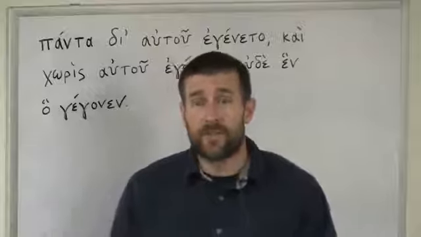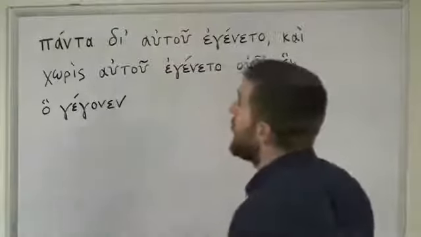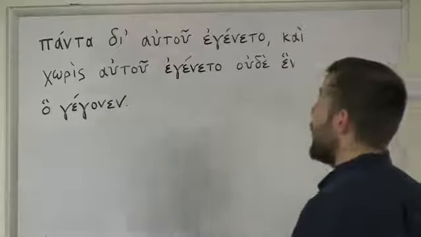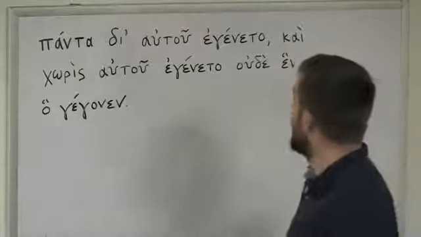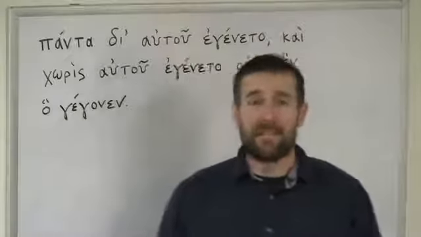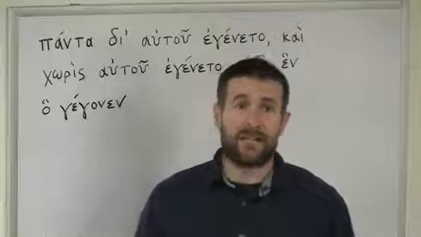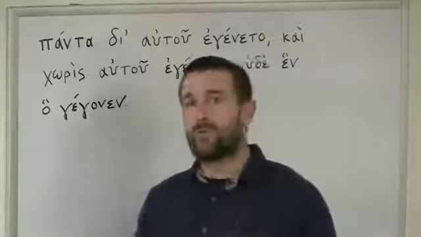Today we're going to go over John chapter 1, verse 3 from the Greek New Testament. I'll go ahead and read it for you in Greek. Panda διαυτού αγένετο και χωρίς αυτού αγένετο ουδέ εν οίγονεν. And of course in English this reads, all things were made by him, and without him was not anything made that was made. So let's go through this word by word.